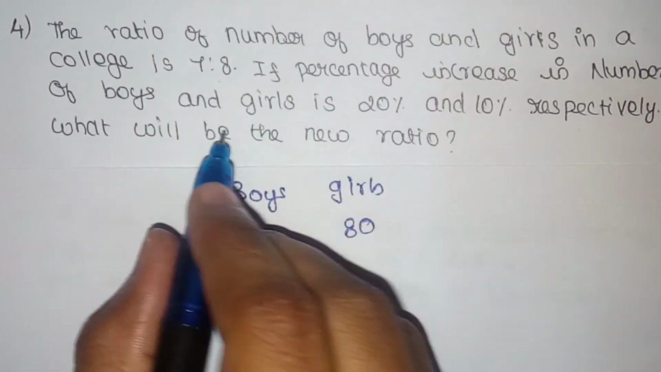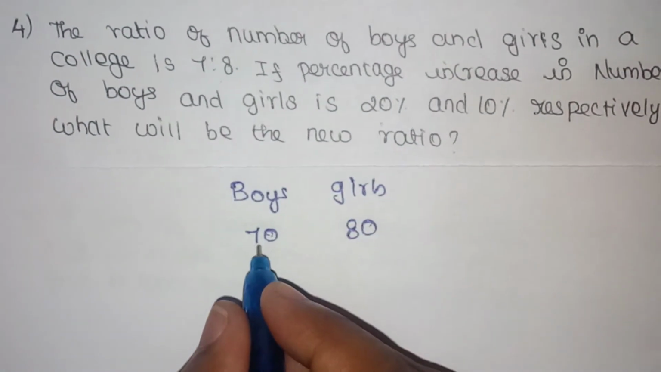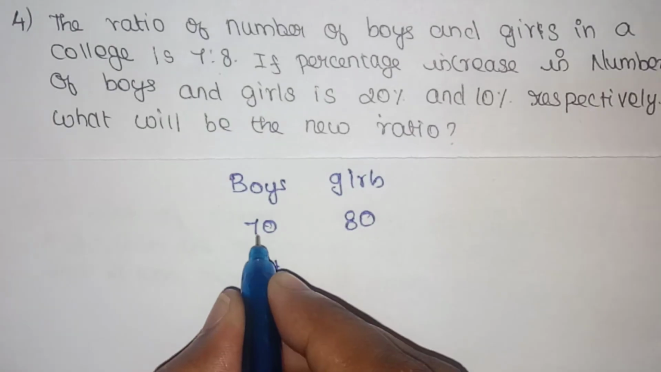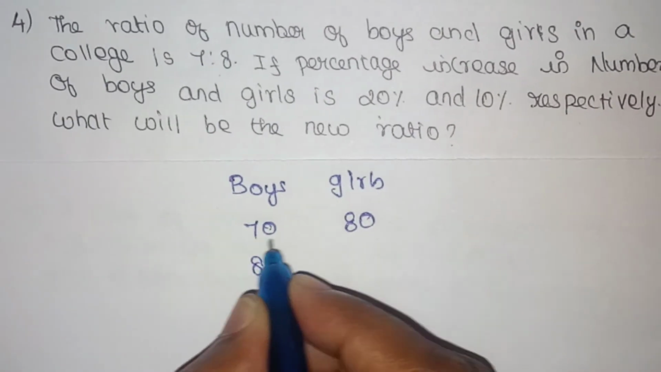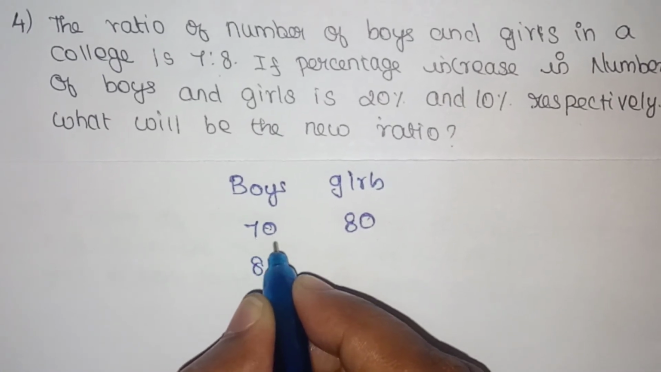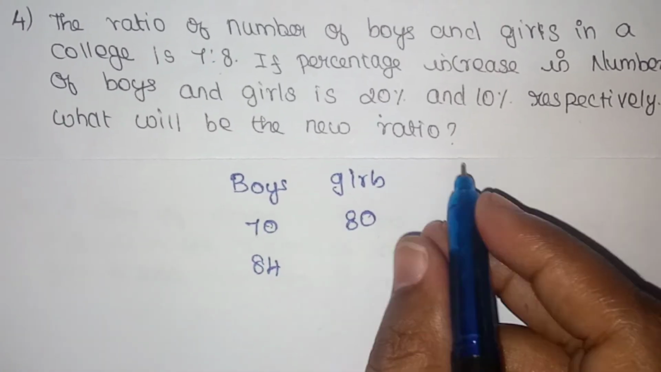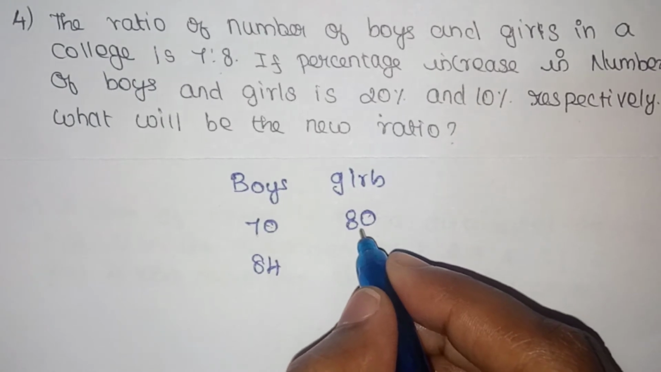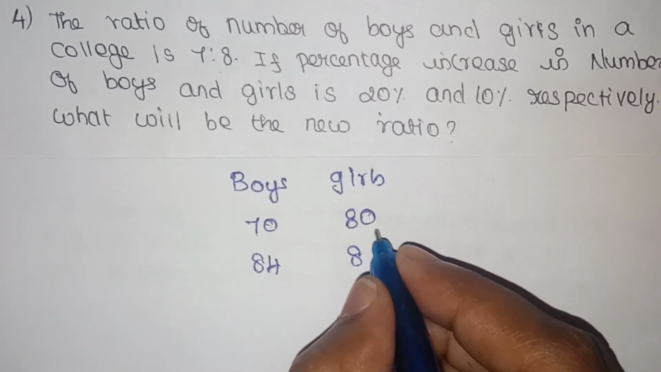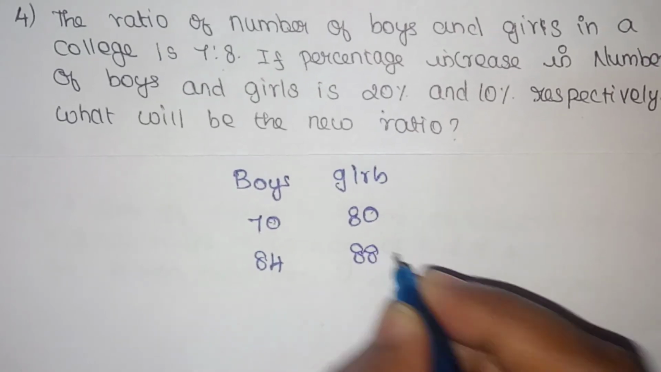Here, the count of boys increased by 20%. If I increase 70 by 20%, I'll get 84. That is 70 plus 20% of 70. 10% of 70 is 7, so 20% will be 7 plus 7, 14. In a similar way, the girl count is increased by 10%. 10% of 80 will be 8. So 80 plus 8, I'll get 88.